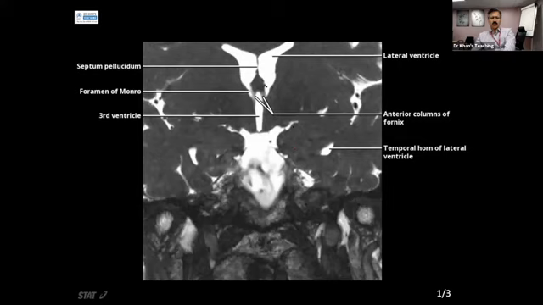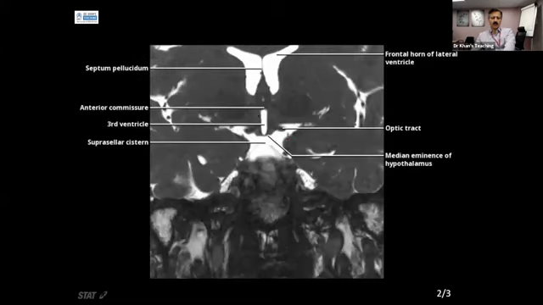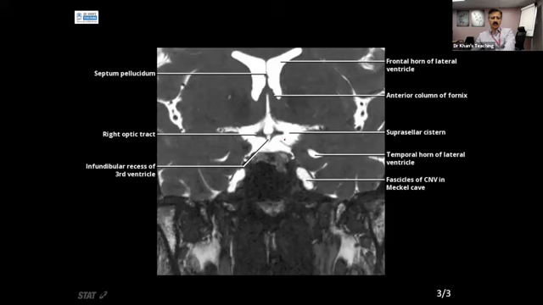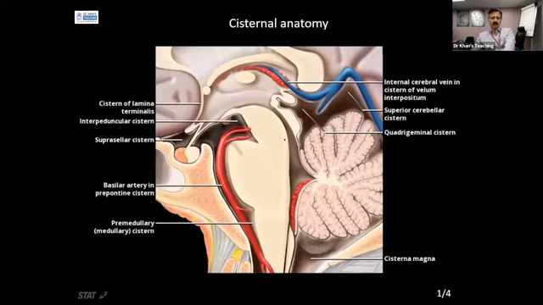So just a relevant coronal where you can see this foramen of Monro, which is draining into the third ventricle. And this is the third ventricle. So, cisterns.